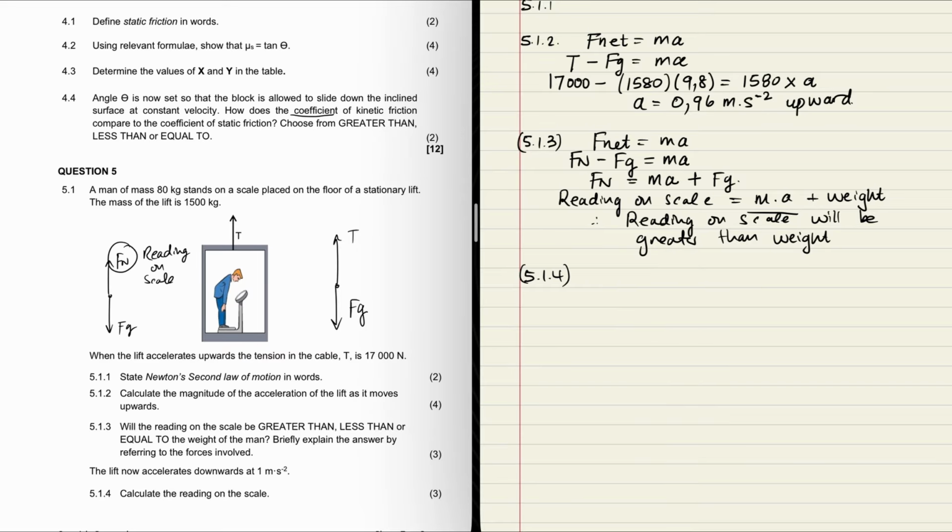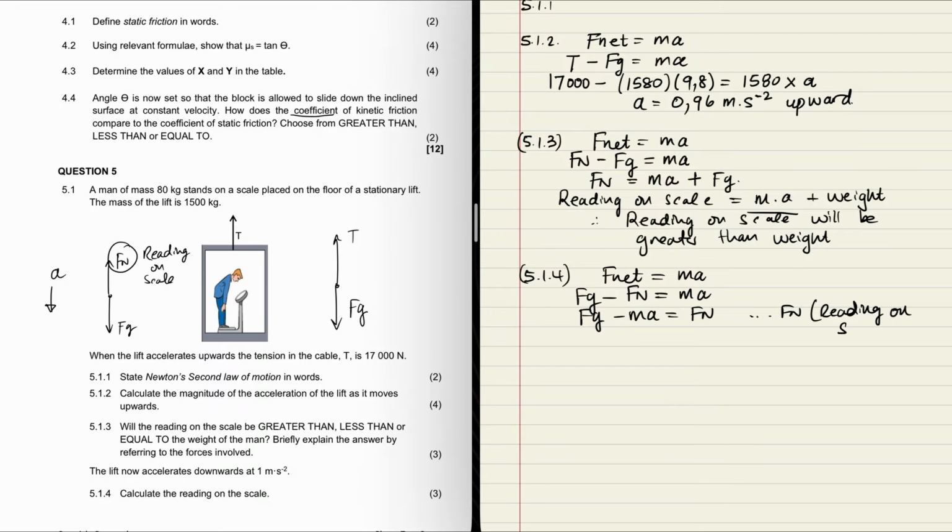5.1.4. Now the forces are still going to be the same, but now we have acceleration that's going downward. Since acceleration is going downward, it makes sense to choose down as positive. So we'll simply say F net is equal to ma. This time I'm going to have Fg minus Fn is equal to ma. Now Fg minus ma will equal Fn. And keep in mind that Fn is the reading on the scale.